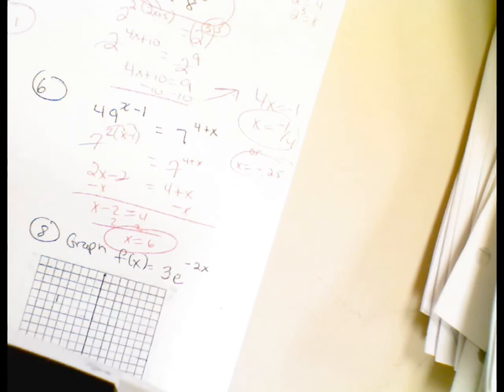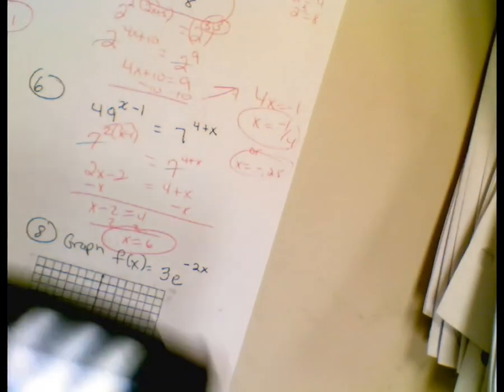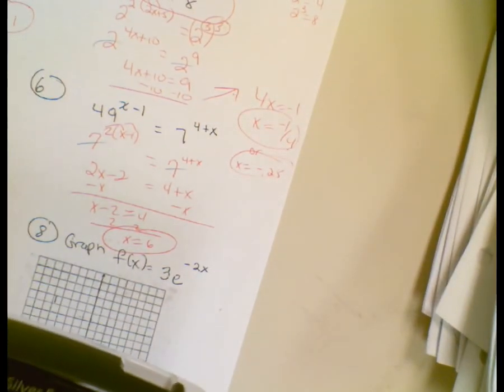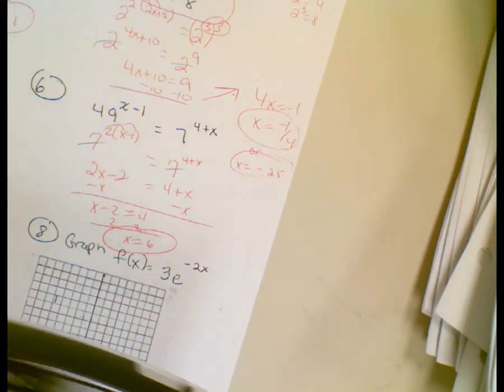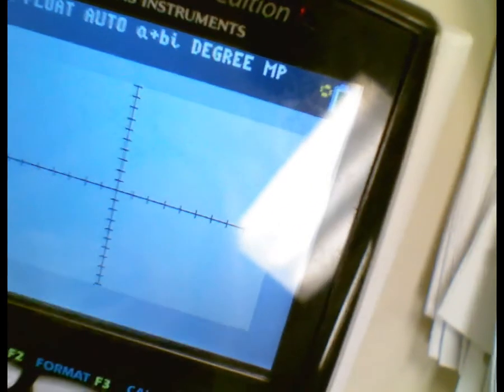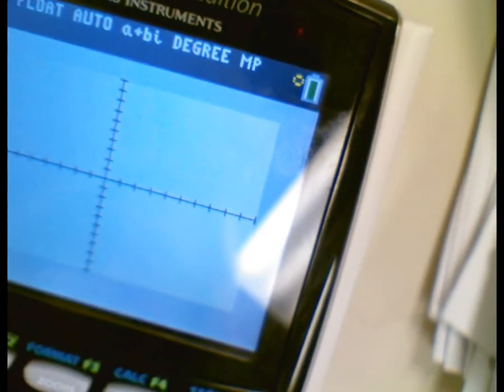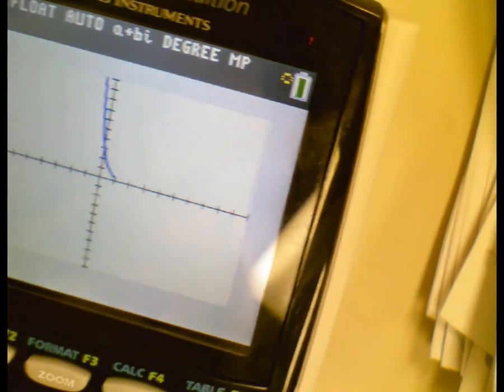So this next one should be an exponential decay. It should be a decay because of the negative exponents. Let me clear this out. We have 3e caret negative 2 to the x. This should be a decay. Should start high and come down low. There it is.